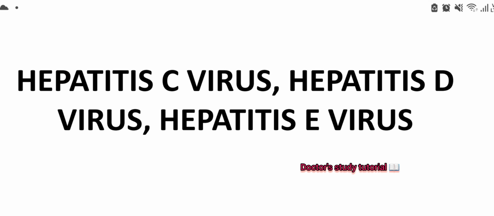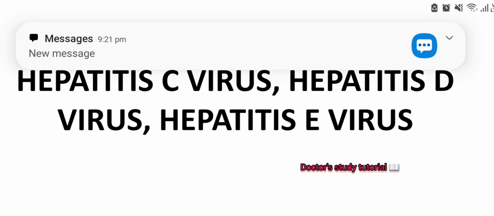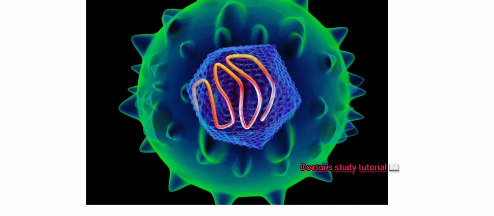Today our topic is about hepatitis C virus, D virus and hepatitis E virus. I will discuss all the viva and written questions for professional examination. So let's start. Here is the figure of hepatitis C virus.